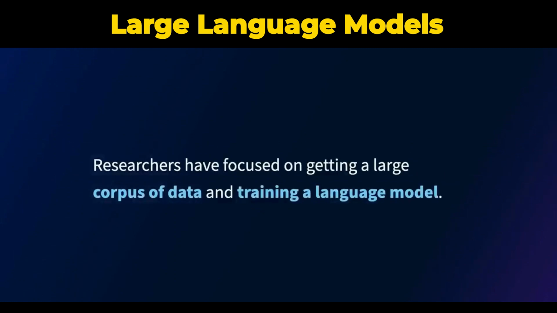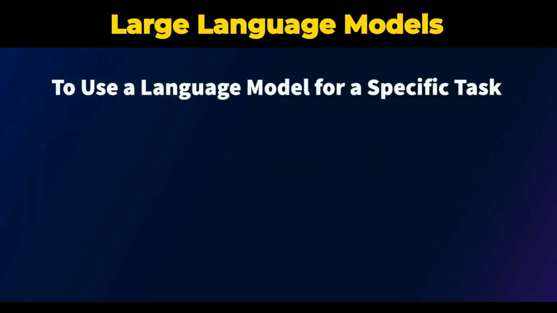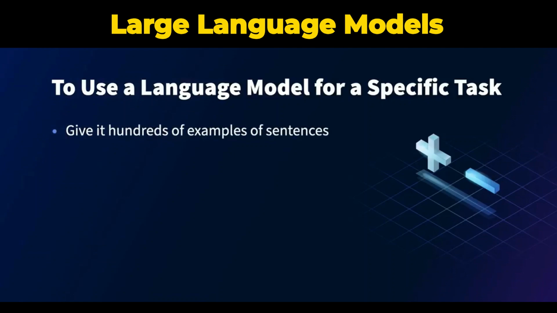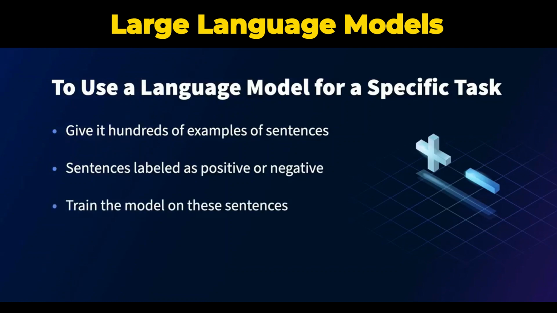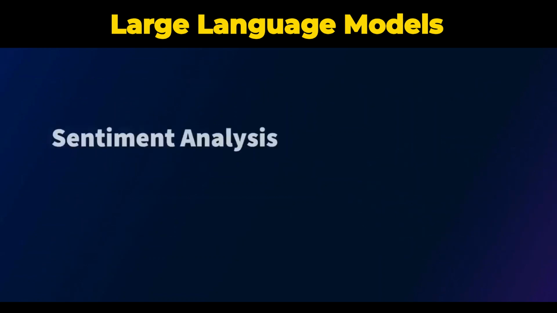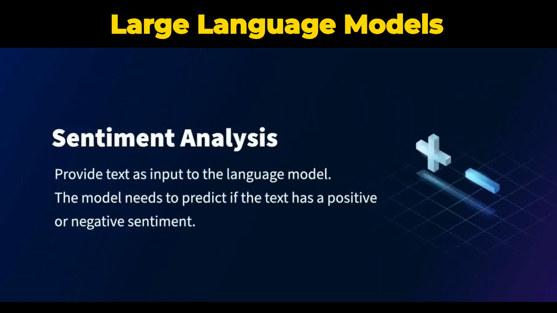For a couple of years, the focus of researchers was getting a large corpus of data and then training a language model. Now, if you wanted to use the language model for a specific task, say sentiment analysis, then you'd need to give it hundreds of examples of sentences that were labeled as either having a positive or negative sentiment and train the model on these sentences and labels. And the model would produce excellent results. Now, sentiment analysis is where you provide a text as input to the language model, and the language model then needs to predict if the text has a positive or negative sentiment.